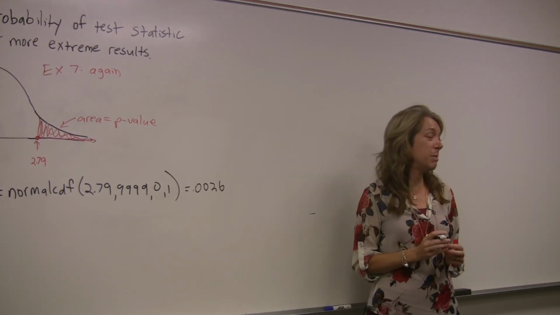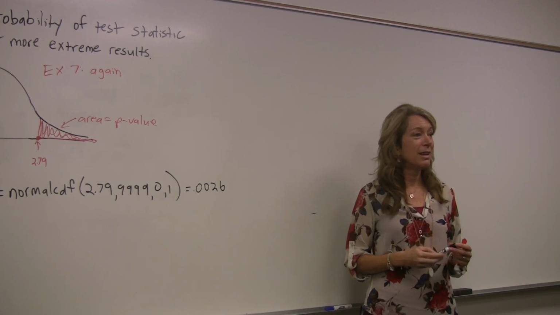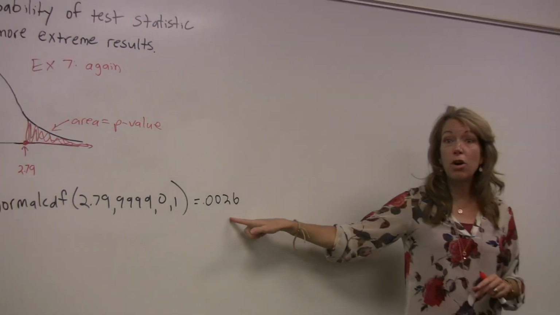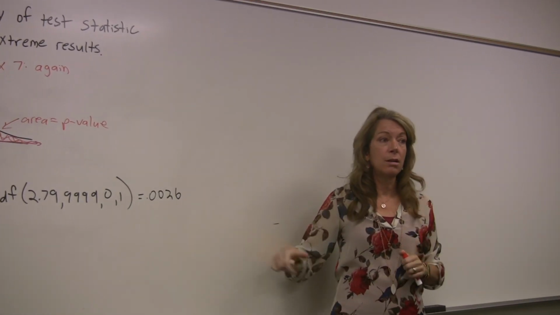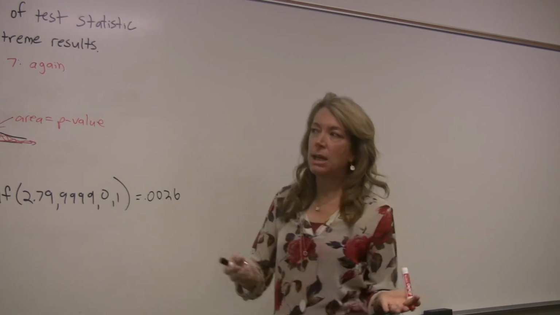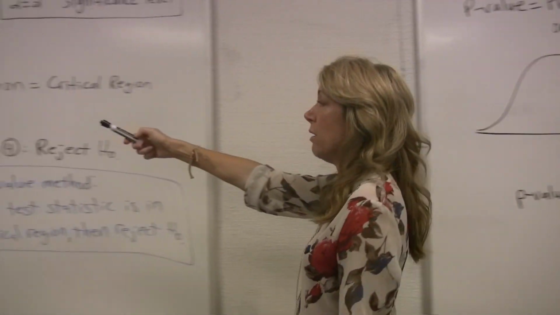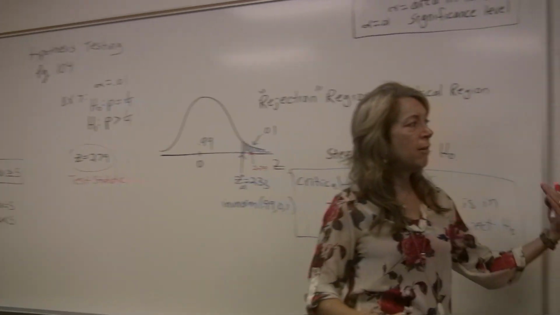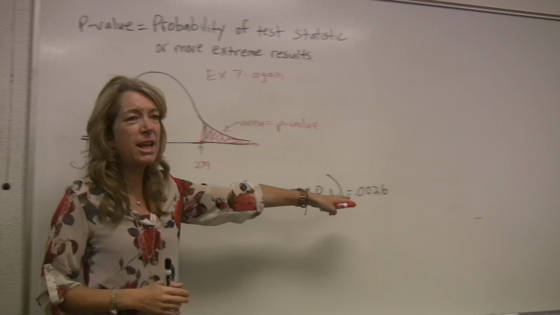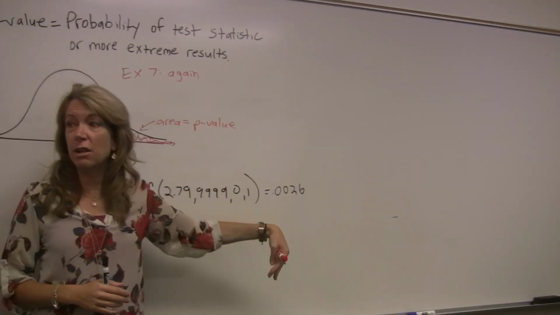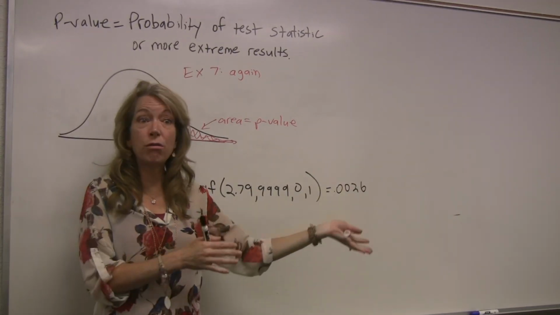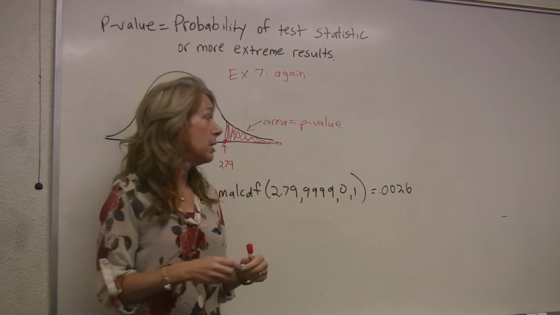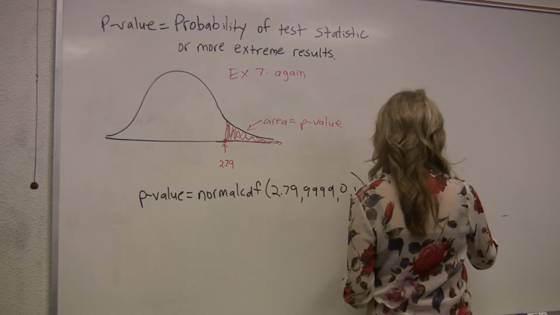My picture clearly shows it bigger than that, but I wanted to make sure you saw it. So it's a really tiny little sliver, a really small probability. When somebody claims that the proportion is equal to 1/4, there is only a less than 1% chance of our results happening, which means our results are really rare. They're so rare that that's enough evidence to reject the claim. This is a small p-value.